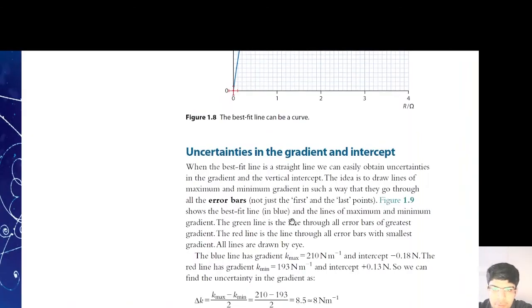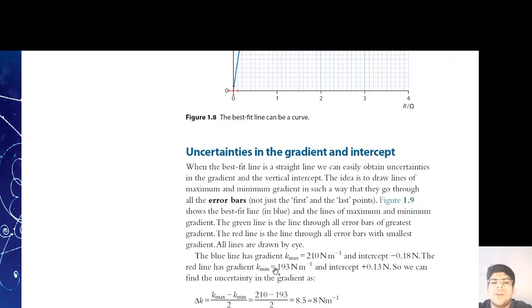So, the blue line is the best fit line, and the green line is the line through all error bars of the greatest gradient, and the red line is the line through all the error bars with the smallest gradient. All lines are drawn by eye. The green line has gradient k max equals 210 newtons per meter, and the intercept is negative 0.18 newton.